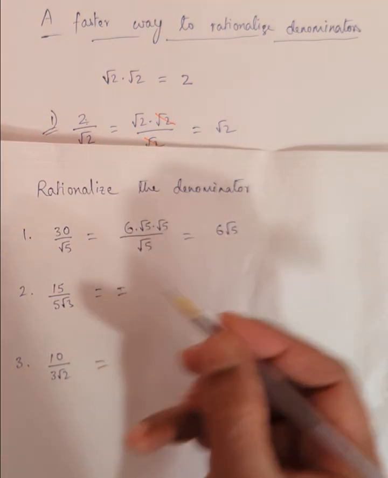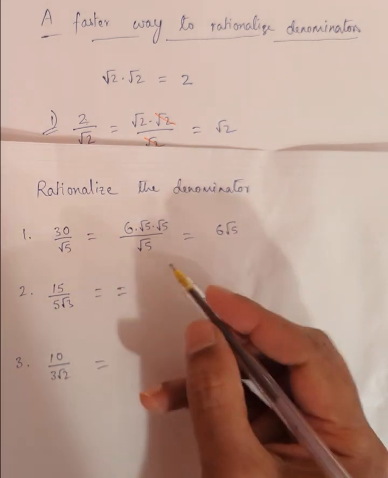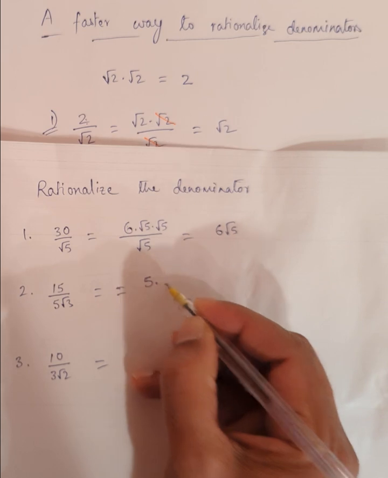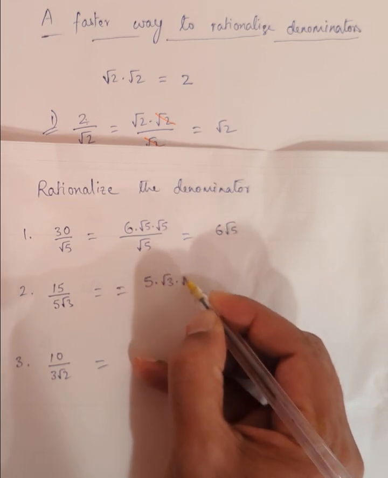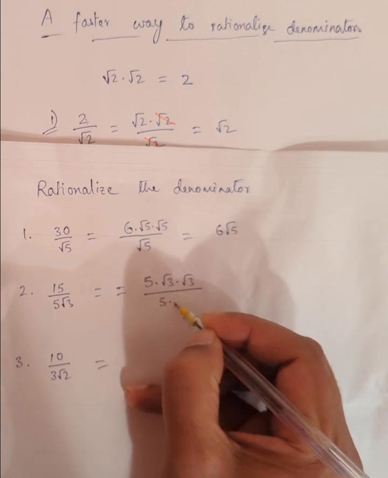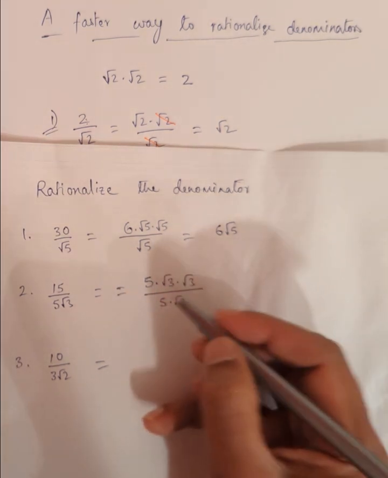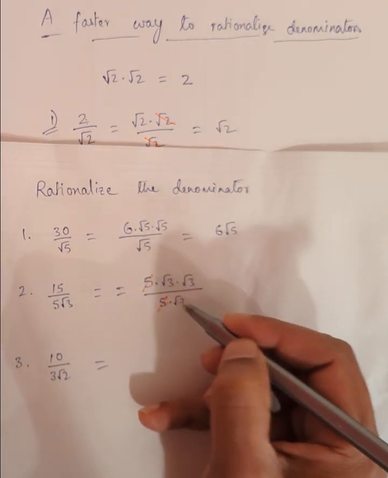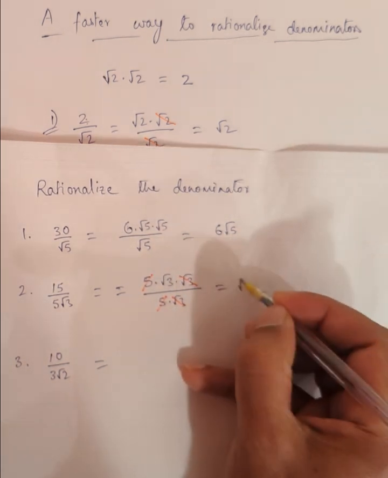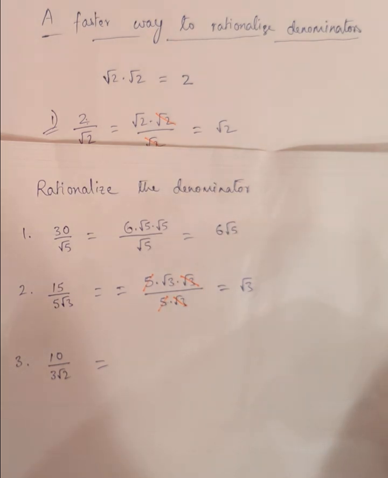What about here? 15 over 5 root 3. So 15 can be written as 5 times 3, but that 3 can be written as root 3 times root 3. And look, we can get rid of the common factor 5, and one of the root 3's will go away. So that will give us root 3.